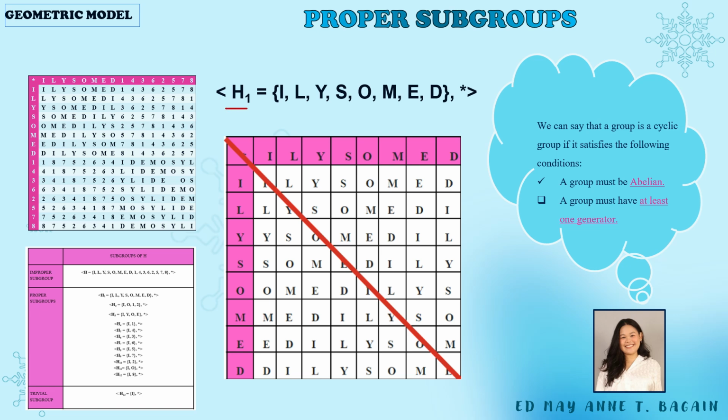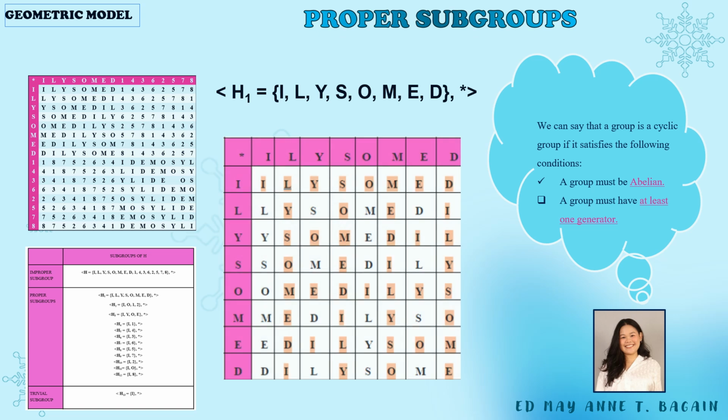We have here the H sub 1. We have the elements for H sub 1, ILYSOMED under the operation star. So as we can see, it is a group. A group must be abelian, and it is, as can be seen here that all of the elements are symmetric about the diagonal line. Okay, so yeah, it is symmetric. And let's see if it has at least one generator.